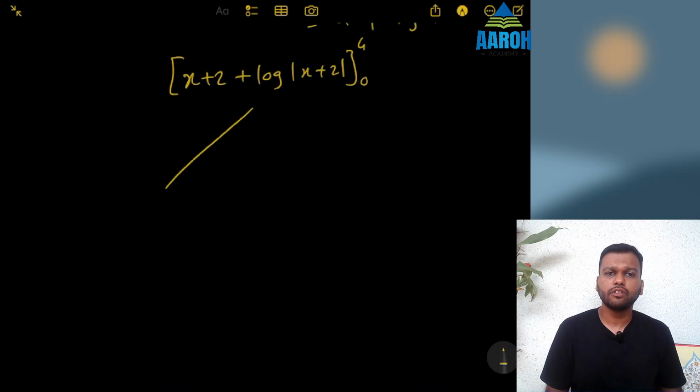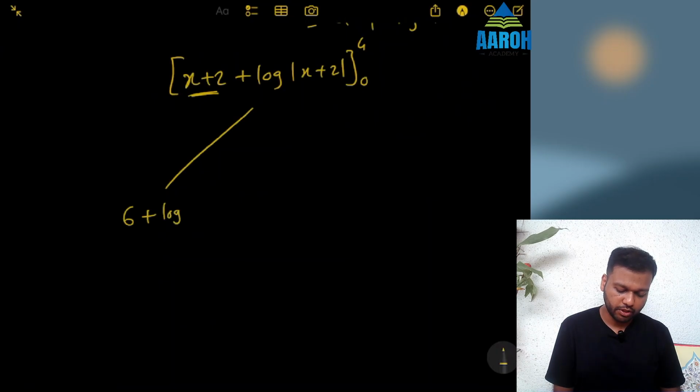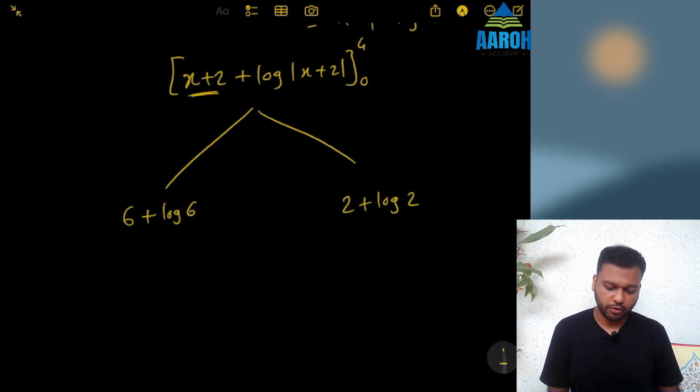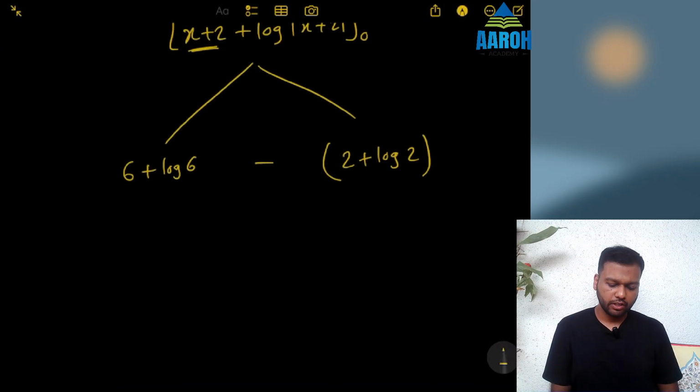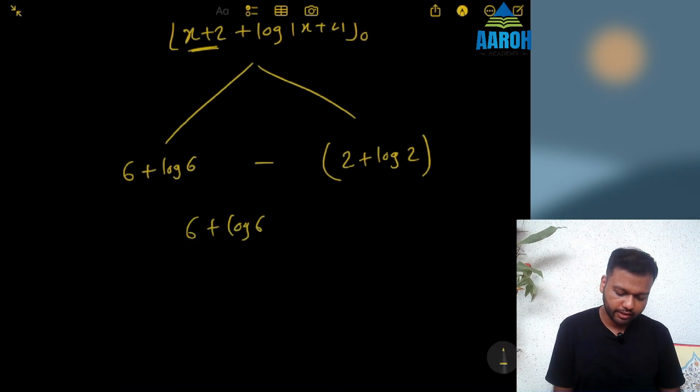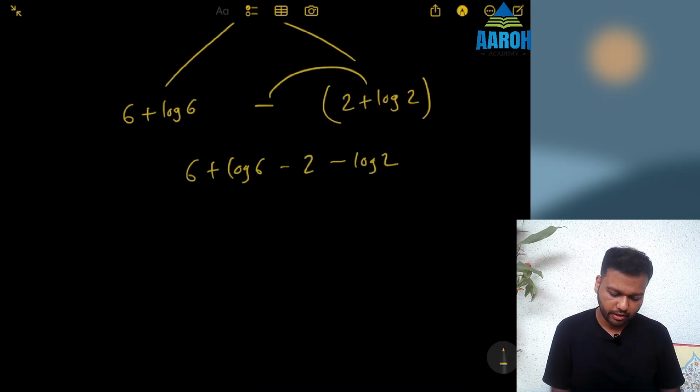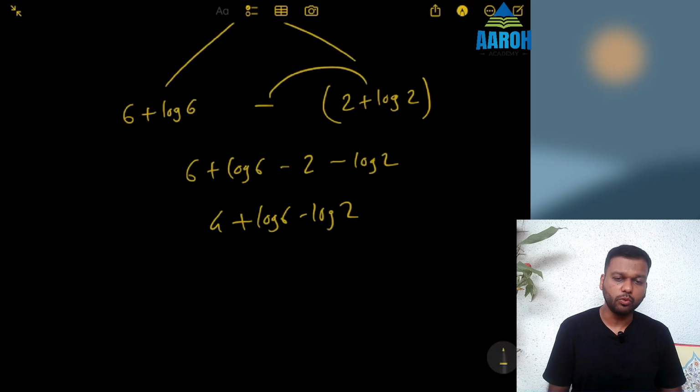How do we solve? First we put 4. 4 plus 2 will be 6, plus log of 4 plus 2 will be log of 6. Then we put 0. 0 plus 2 will be 2, plus log of 0 plus 2 will be log of 2. So we'll subtract this. So what is this? 6 plus log 6 minus 2 minus log 2, because this plus minus will become minus. So 6 minus 2 is 4 plus log 6 minus log 2.